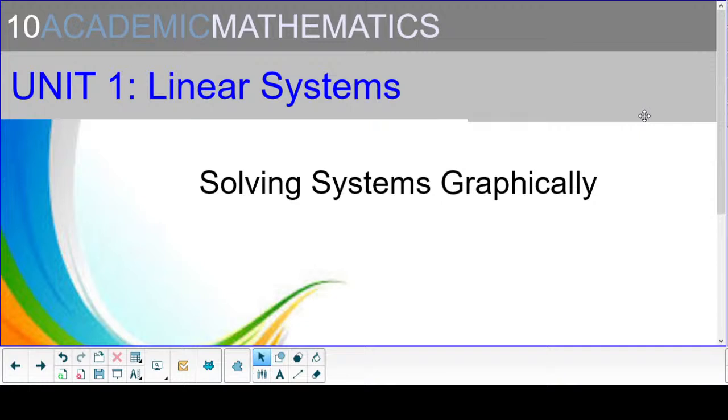Today we are starting a unit called Linear Systems. And we're going to learn three ways of solving them, and today's way of solving them, or at least our first way of solving it, is going to be solving systems graphically.